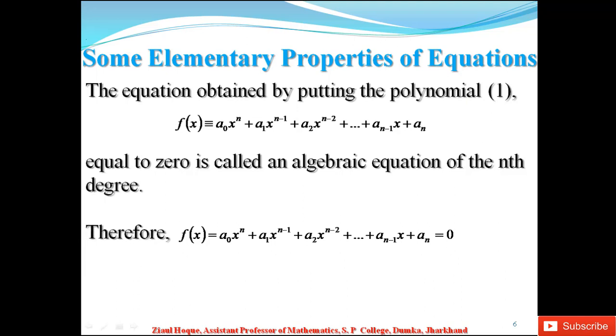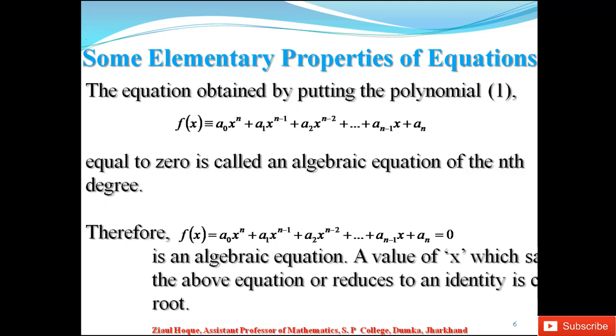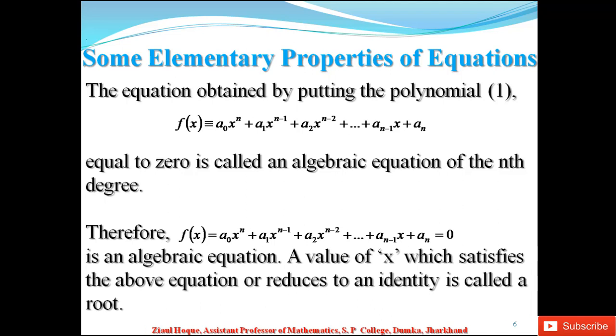Therefore, f(x) equal to a0 x to the power n plus a1 x to the power n minus 1 plus a2 x to the power n minus 2 plus dot dot dot plus an minus 1 x plus an equal to 0 is an algebraic equation. A value of x which satisfies the above equation or reduces it to an identity is called a root.